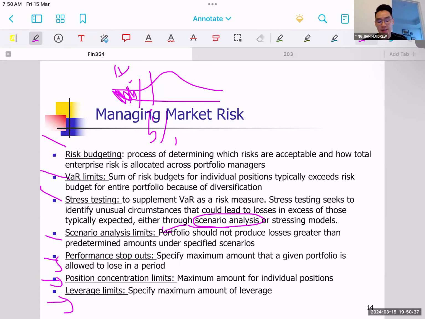Leverage limits, basically, are we maximizing or are we using a lot of leverage? Recall that we talked about things like short selling. Remember, short selling is kind of a leverage position because you short sell, but you might not have the underlying, right? So a short sell position takes on leverage, and if you're taking too much leverage, there's higher risk in that sense.